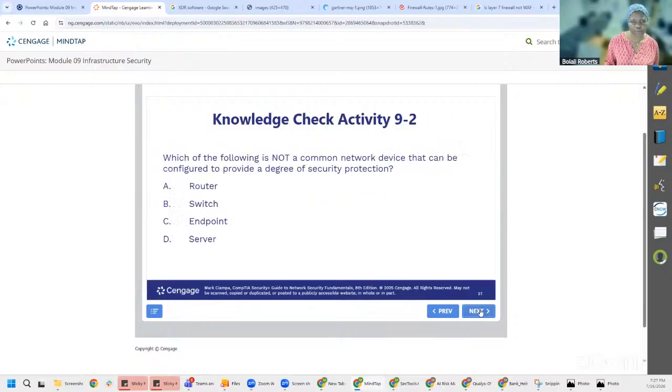Okay, very good. I like this question. Which of the following is not a common network device that provides a degree of security protection? Which one of these does not provide security protection? Is it a router, a switch? What about port security? Come on, guys. We talked about port security. You can configure port security on the switch.